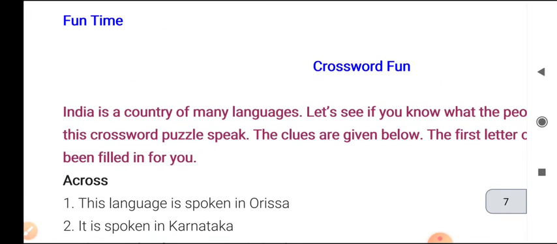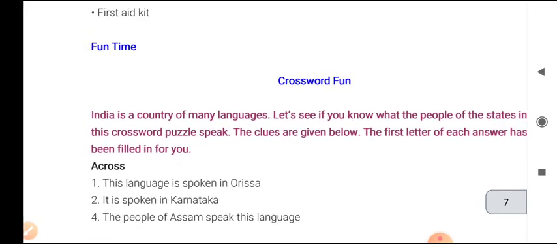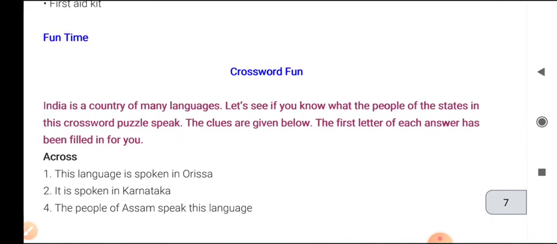Fun time. Crossword fun. India is a country of many languages. Let's see if you know what the people of the states in this crossword puzzle speak. The clues are given below. The first letter of each answer has been filled in for you.